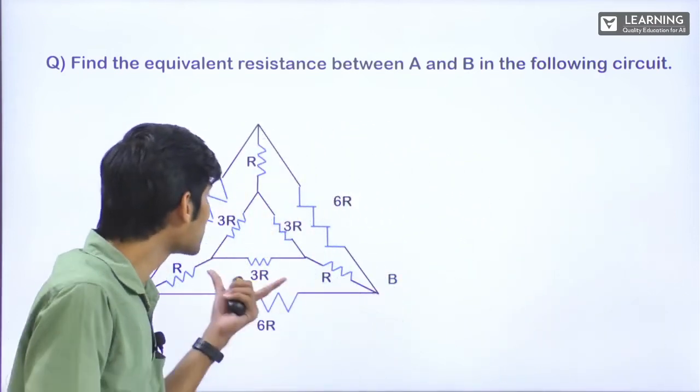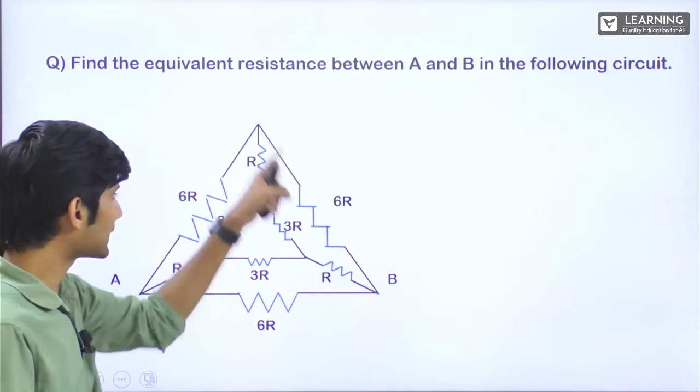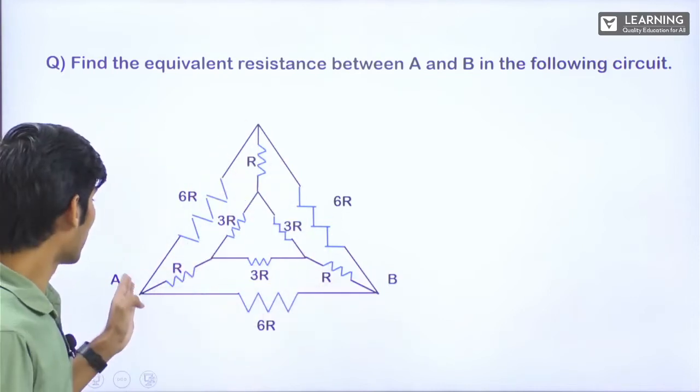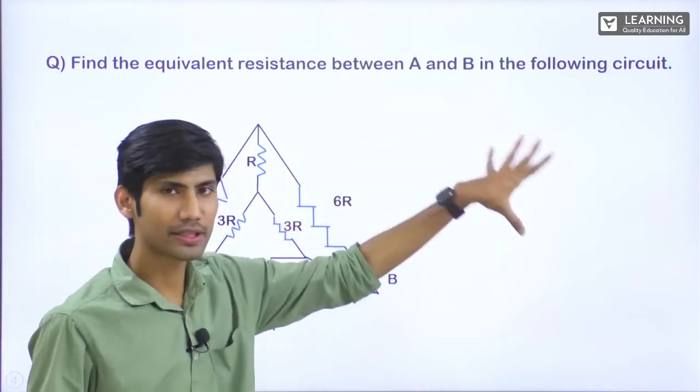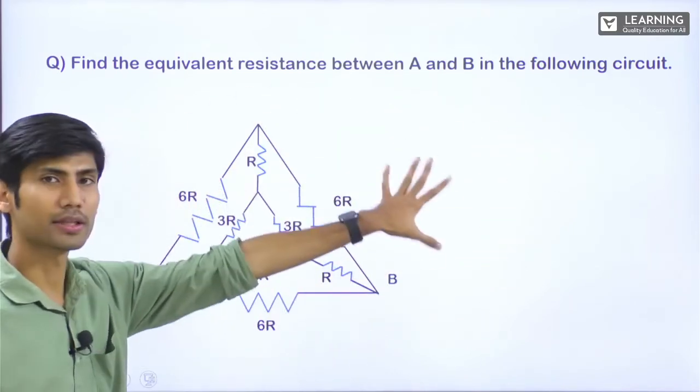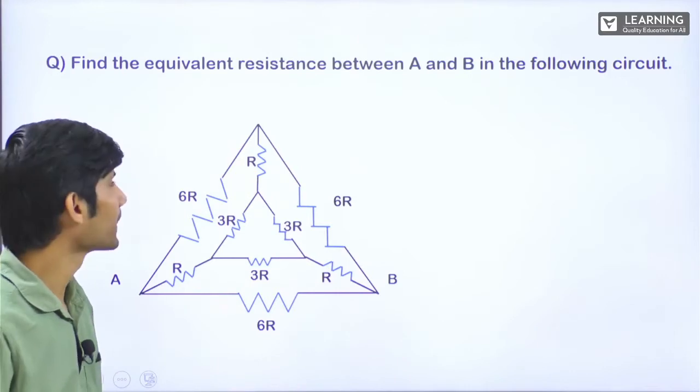See, you cannot solve this by potential method. Every point is a different potential, right? 1 point, 2 point, 3 point, 4, 5, 6. You will make 6 points A, B, C, D, E, F, and you will end up making the same circuit again. Fine. So how to do this?